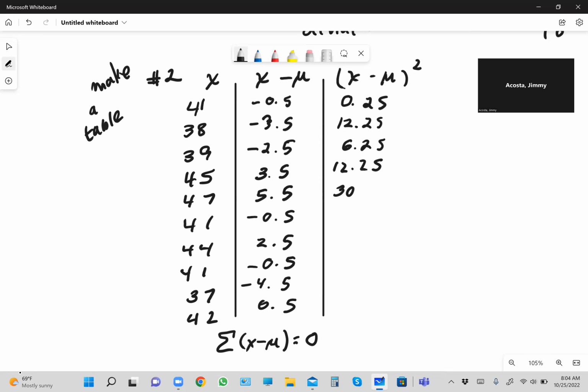So what's 5.5 squared? 30.25. So this comes out to 0.25. 2.5 squared, 6.25. I'm gonna buy myself a TI-89. That's a calculator I like. Actually, TI-84 is really nice too. Look at this, 4.5 squared.